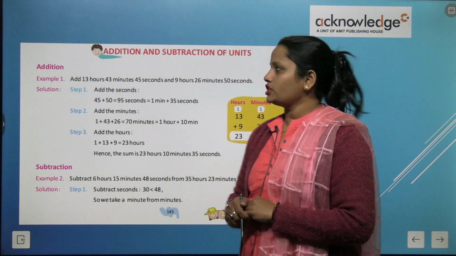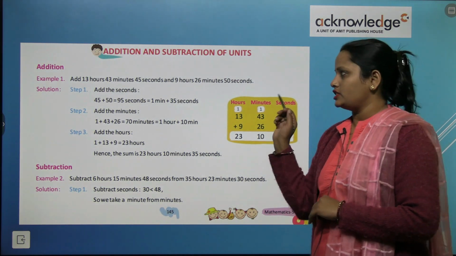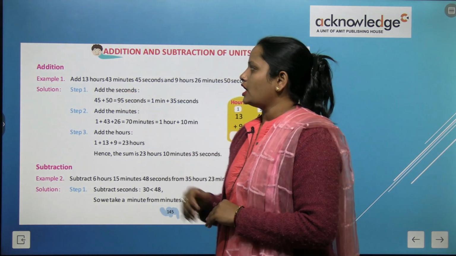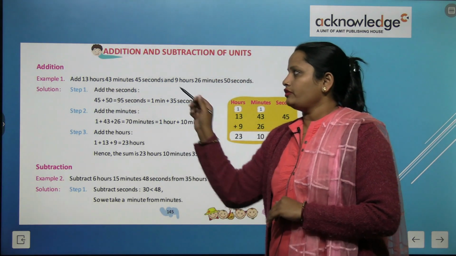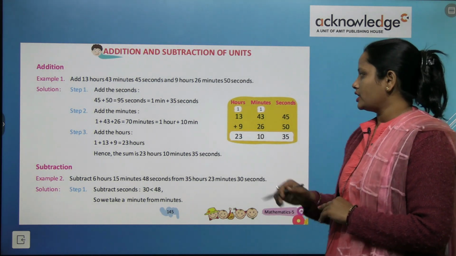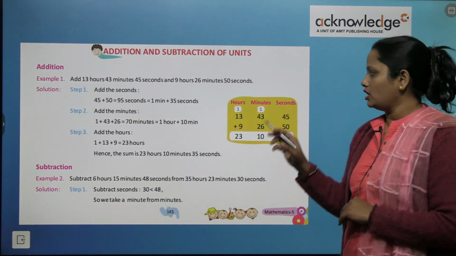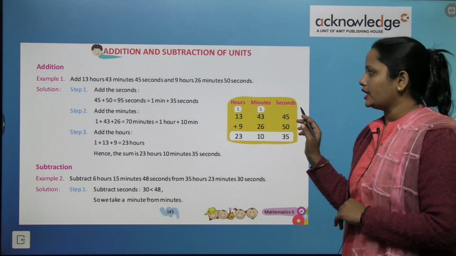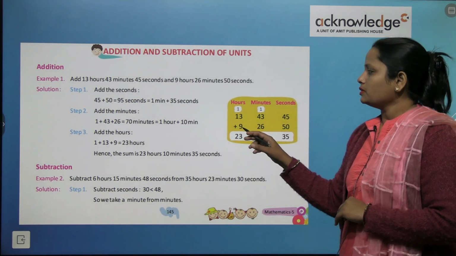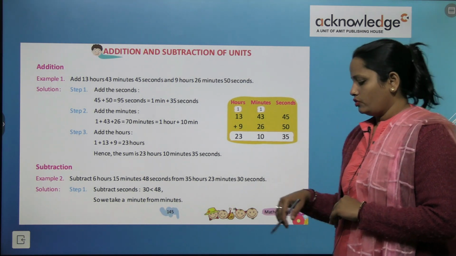Next is addition and subtraction of units. How can we add and subtract these units? For addition, you can see the example here: add 13 hours 43 minutes 45 seconds and 9 hours 26 minutes 50 seconds. So here we first have to put all of these in the desired columns. Columns में हमें पहले इन्हें लिखना है. So 13 hours, 43 minutes and 45 seconds. Similarly 9 hours, 26 minutes and 50 seconds. So how do we add it?